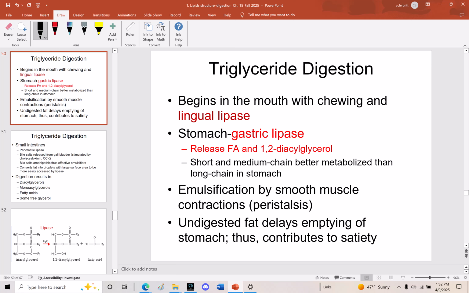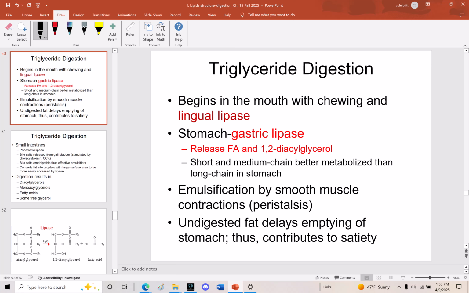Yeah. What would an example of an undigestible fat be? Oh, this is just saying that the fat's not digested fully yet. Gotcha. And so it takes a while in the stomach. It'll sit in the stomach for a while, not being fully digested. Gotcha.